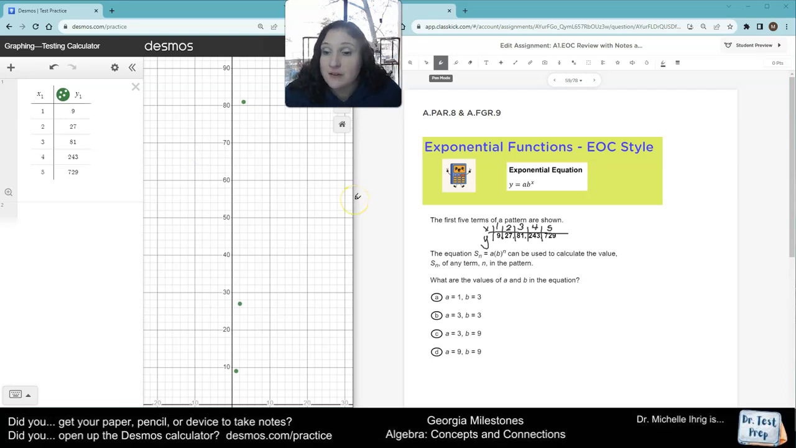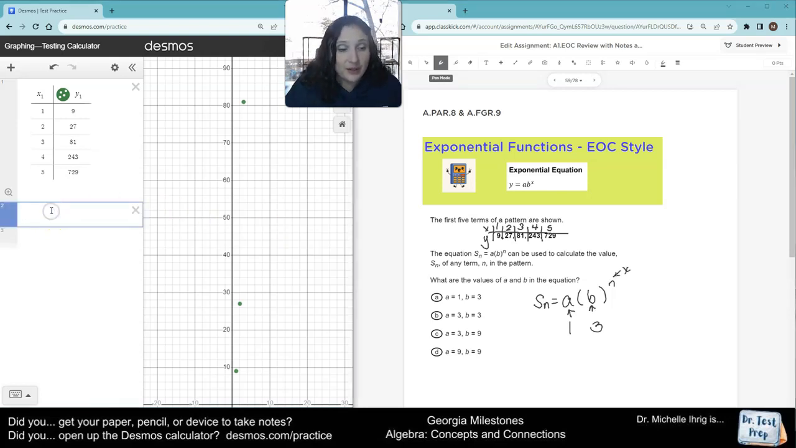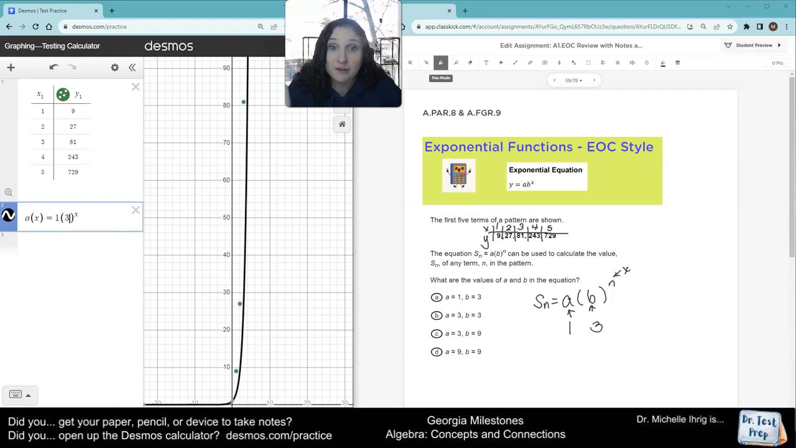So what do I mean by that? Well, they were generous enough to give you this formula, which is just a fancy way of having the exponential function. And instead of us having a, we would write 1. Instead of us having b, we would write 3. And instead of us having n, we would write x. So I'm just going to go here, and you know our trick. We type a of x for a, the first choice, equals, well, a is 1. Then b, we'll have our parentheses to the x. Our b value is 3.